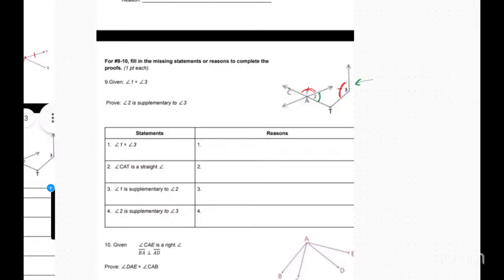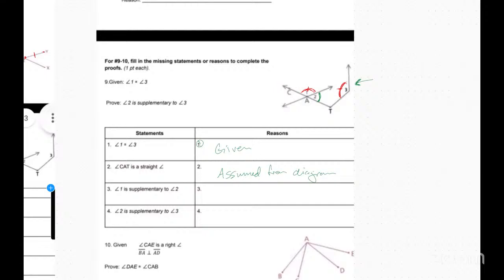Angle is a straight angle. What's the reason? Assumed from diagram. Very good. Good job. Assumed from diagram. That's one of the only things they let you assume. 1 is supplementary to 2. Straight lines equal, or equal to, I don't know. Yeah, I think that's good. Straight line.